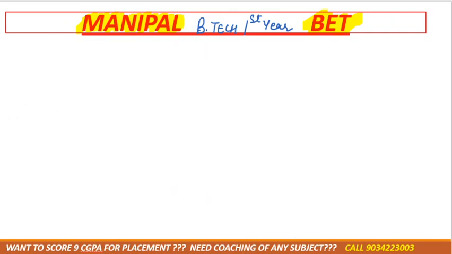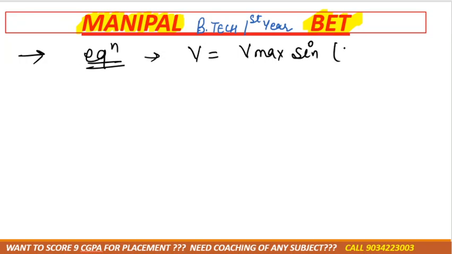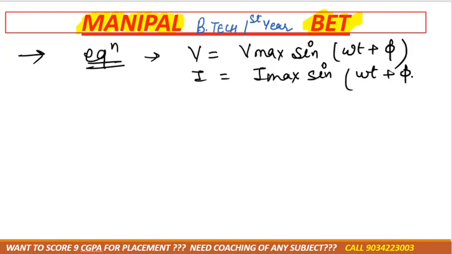Okay. Now there is one more category. They can give you the questions based on equation. Now the equation will have the standard form, that is V is equal to V max sine of omega t plus phi. Similarly, for the current, we'll have the standard equation, that is I is equal to I max sine omega t plus phi. Okay.